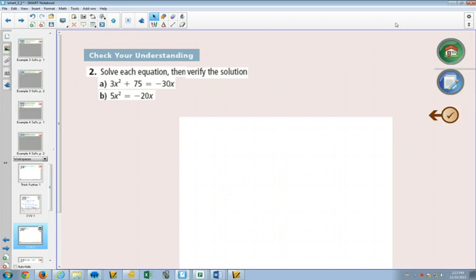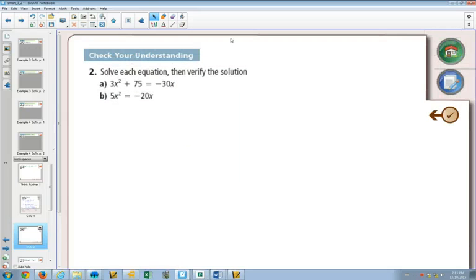So, once again, these are quadratic equations. You can verify them if you want to, but you don't have to. If all of your math is correct, both of your answers will be correct. So we're going to solve each of these.